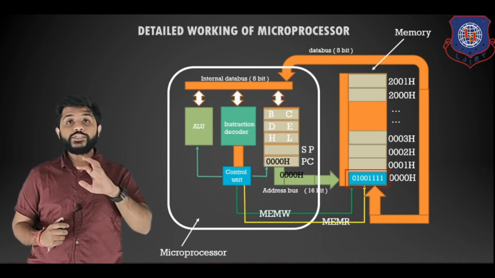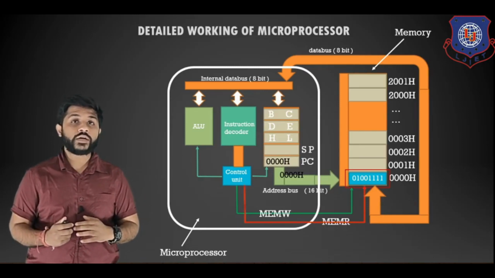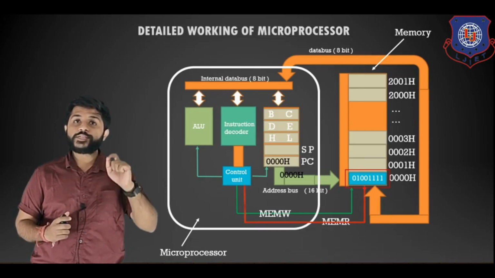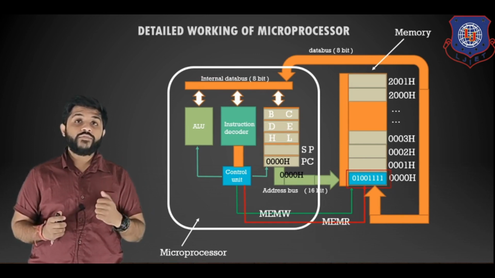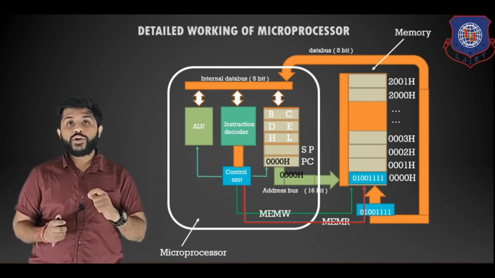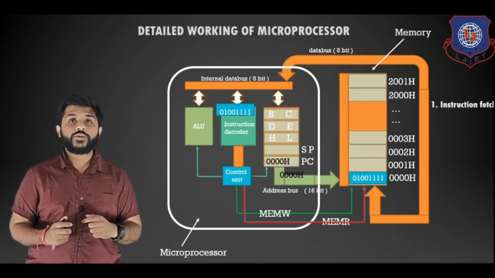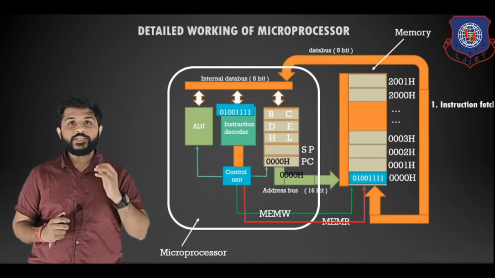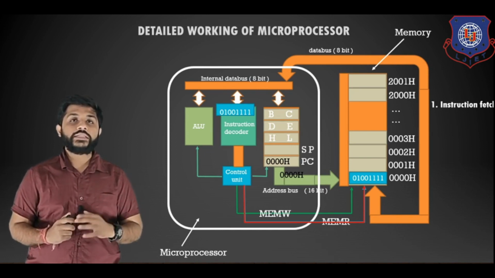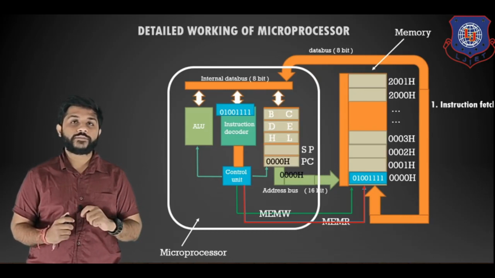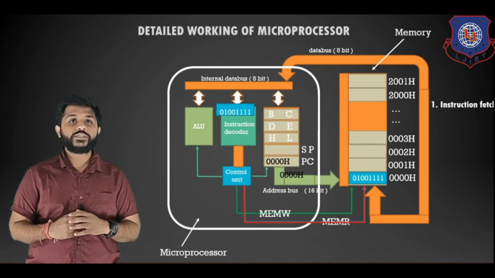Now the processor has to read that memory location. To read it, the processor will generate the control signal, which is memory read. When the processor sends the memory read control signal, the instruction from the memory location will be transferred to the microprocessor. You can see that the instruction has arrived from the memory at the instruction decoder block, and this process is known as instruction fetch.